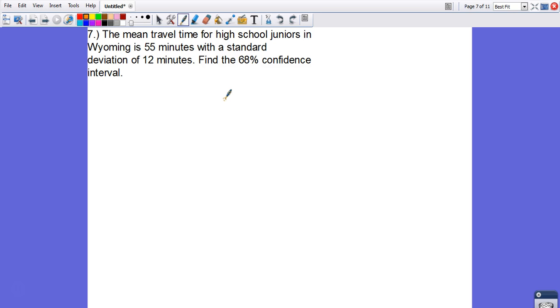With a standard deviation of 12 minutes, find the 68% confidence interval. That's easy. A 68% confidence interval is just going to be between -1 standard deviation and +1 standard deviation. So if our mean is 55 and I add 12, that's 67, and I subtract 12, that's 43. So you can predict with 68% confidence that somebody's, and that's how you write it, actually. I don't know how the test wants you to write it, but that's how you actually write it.